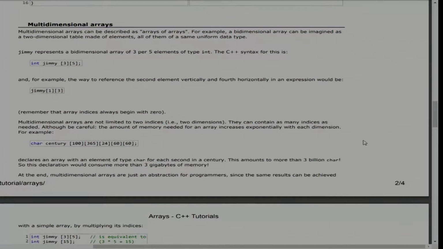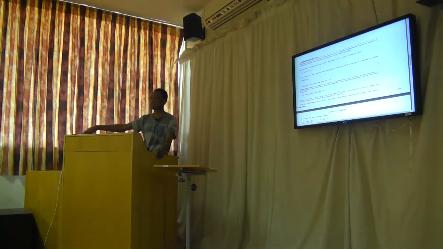And then we go to multi-dimensional arrays. Multi-dimensional arrays are called arrays of arrays. It's like a table with rows and columns. Like in this class, we have rows. We have 8 rows, and how many columns? 1, 2, 3, 4, 5, 6 columns.